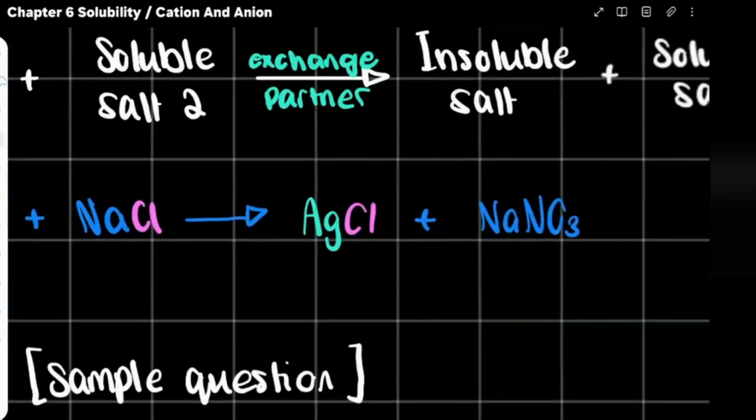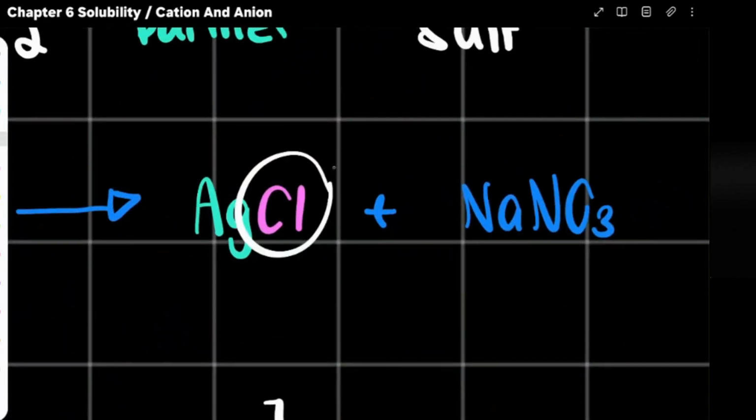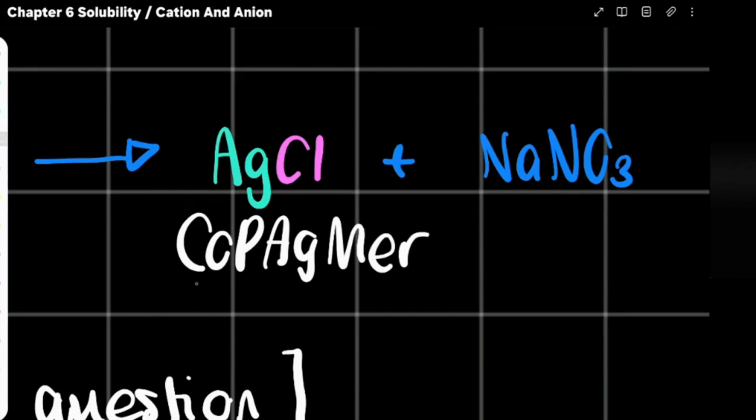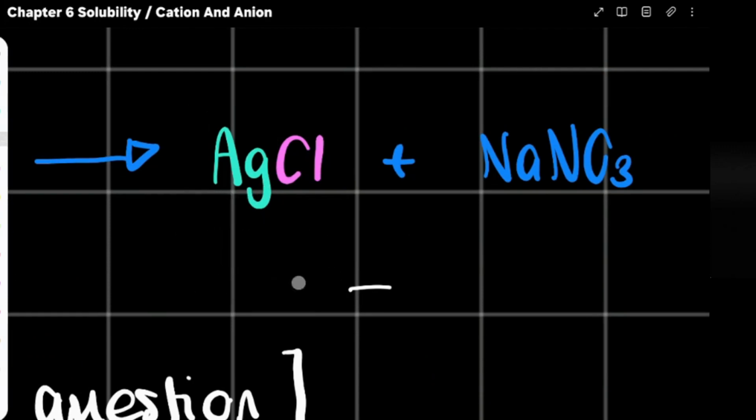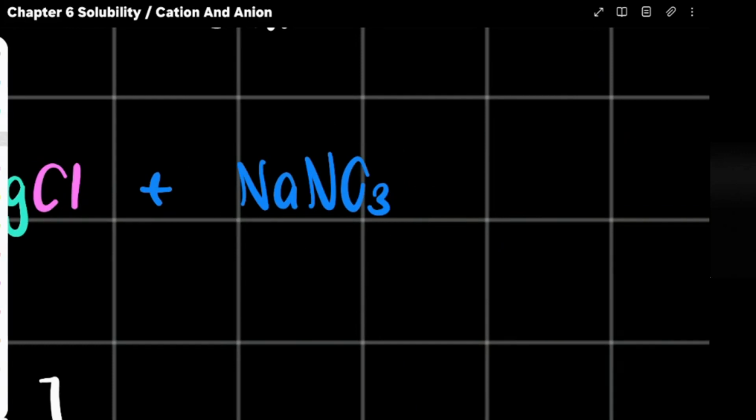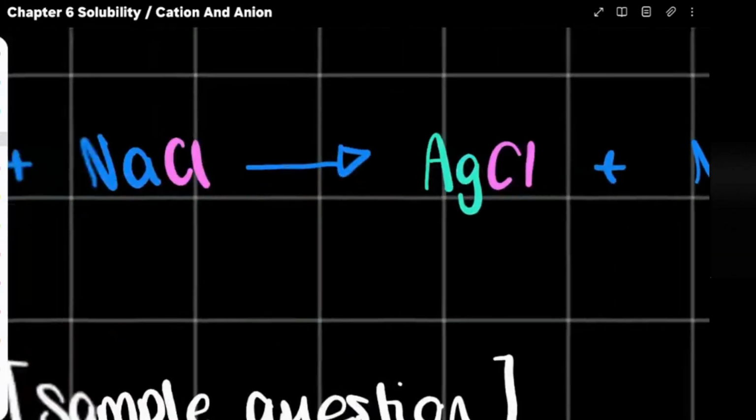So now you look at AgCl. Is this soluble? First, look at the back. Chloride. Don't forget copacmer. So chloride has to pair with lead, silver, and mercury. Is there lead, silver, or mercury? Yes, there is silver. So this is insoluble. Now look at sodium nitrate. Sodium nitrate is always soluble, because both the sodium and the nitrate are no spam. So this is AgCl here.